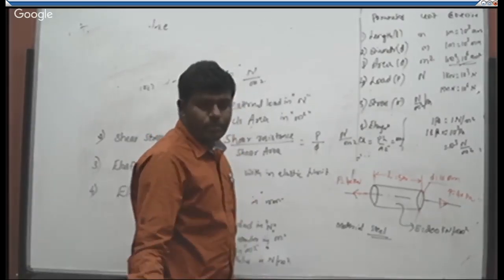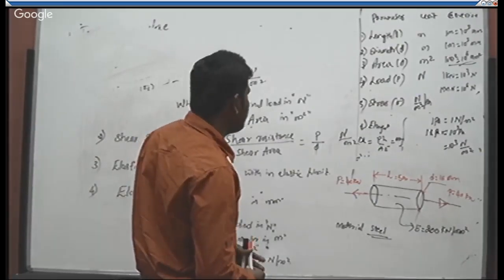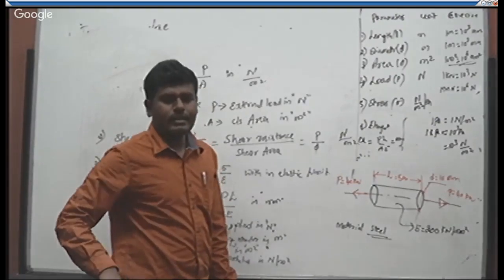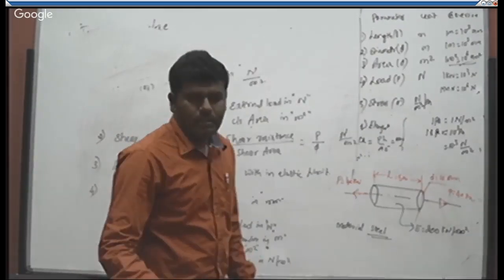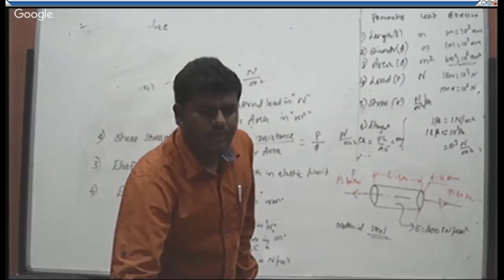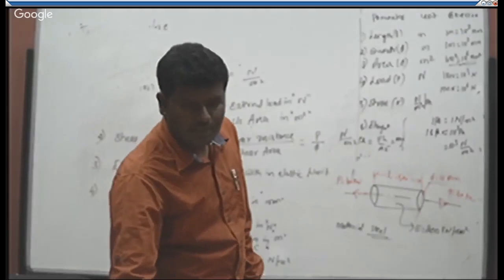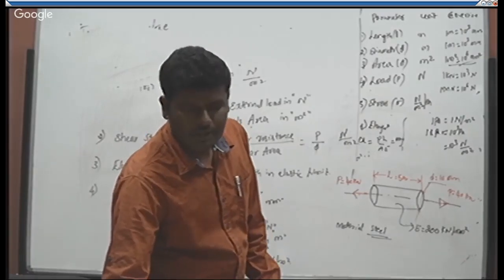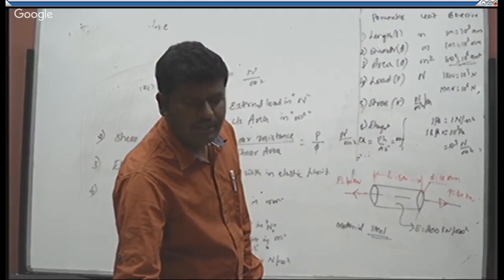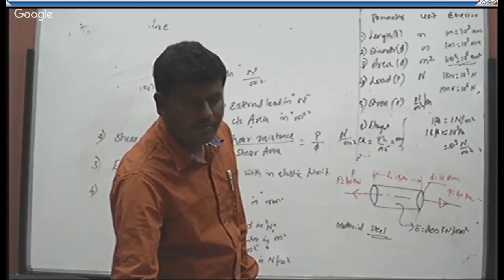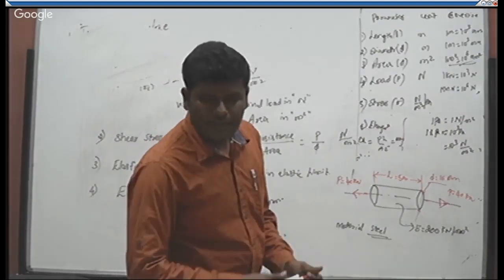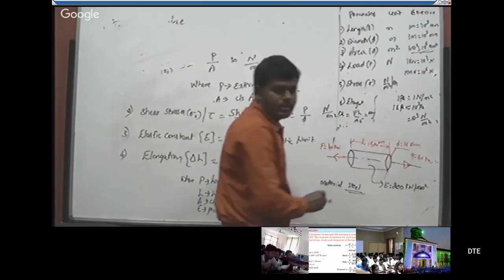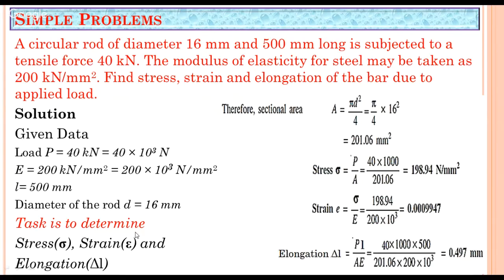So this is the one simple imagination we can have, or we can just sort it out by knowing the given data. Okay, let's find out which is the most suitable formula for finding the stress, strain and elongation. So we have this data: load of 40 kilonewton. We'll convert that into newtons, 40 into 10 power 3 newton. And then Young's modulus they have given, 200 kilonewton per millimeter square, so 200 into 10 power 3 newton per millimeter square. L they have given, length of 500 millimeter itself. Then diameter of the rod D is equal to 16 mm. So everything is in millimeters, both diameter and length. So you have to look out for this Young's modulus.